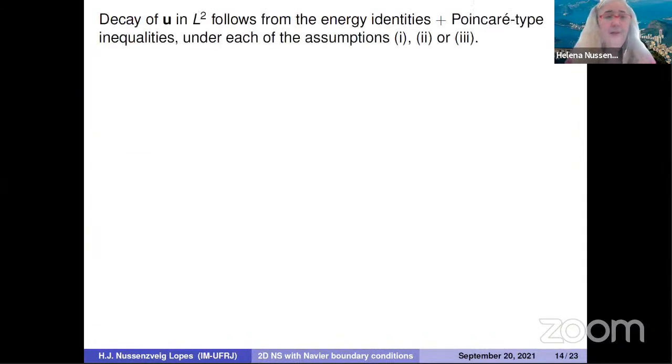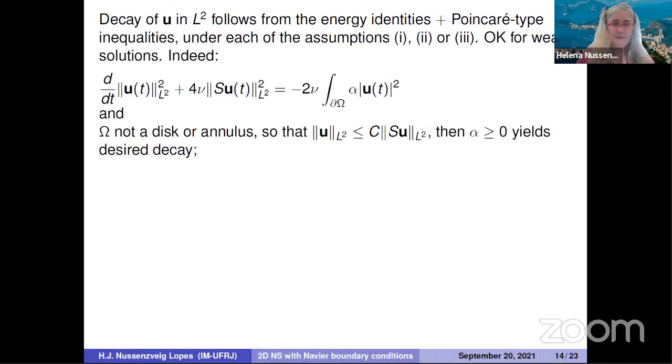Okay. Now, decay of U in L2 follows directly from the energy identities plus the Poincare inequalities under each of the assumptions. And notice that this doesn't need U to be in W. It's enough to have a weak solution, and you already have exponential decay. Indeed, from the energy identity, d/dt of the L2 norm squared of U plus 4 nu times the L2 norm squared of SU is minus 2 nu alpha.